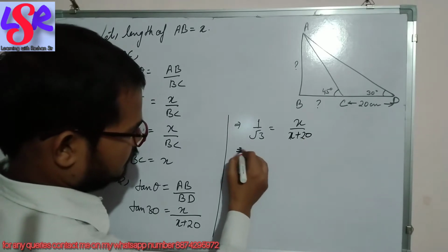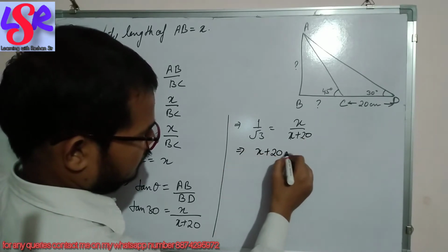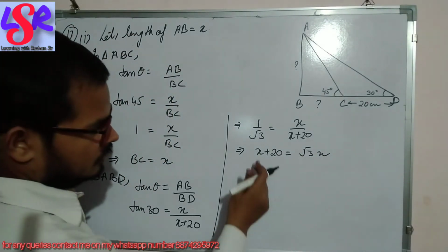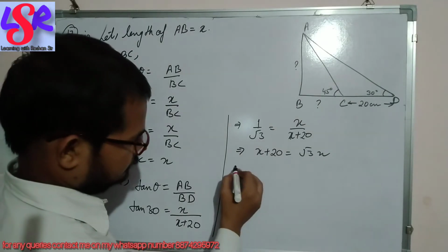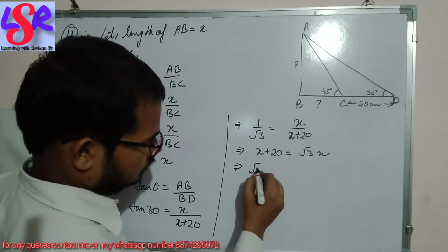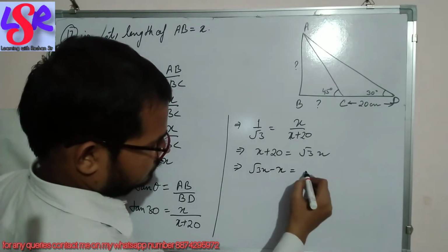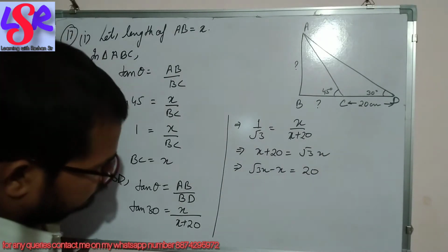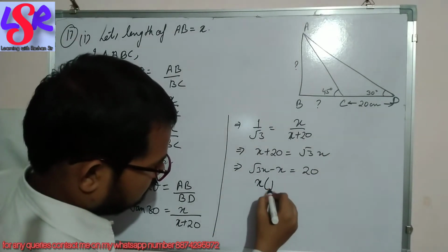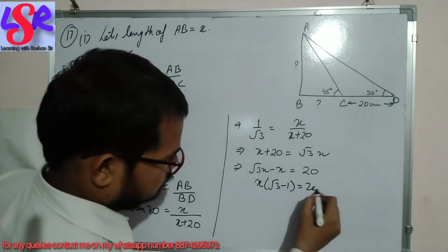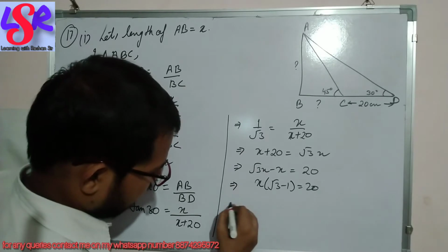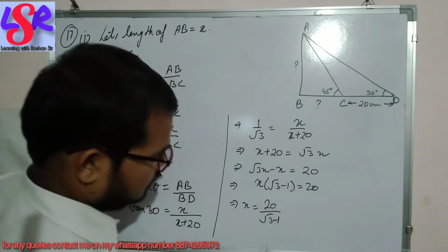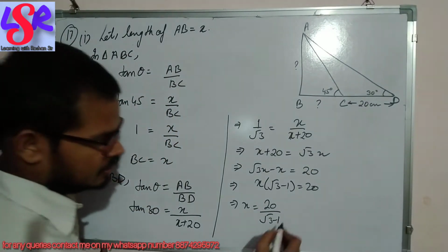Make a cross multiplication, you will be getting x plus 20 equals to √3x. Now here we shift 20 to this side and bring this to the other side, and write √3x minus x equals to 20. Here I have transposed x on this side and written like this one. Now x(√3 minus 1) equals to 20, and the value of x will be 20 upon √3 minus 1. Then we have to rationalize this one because there is an irrational number in the denominator.